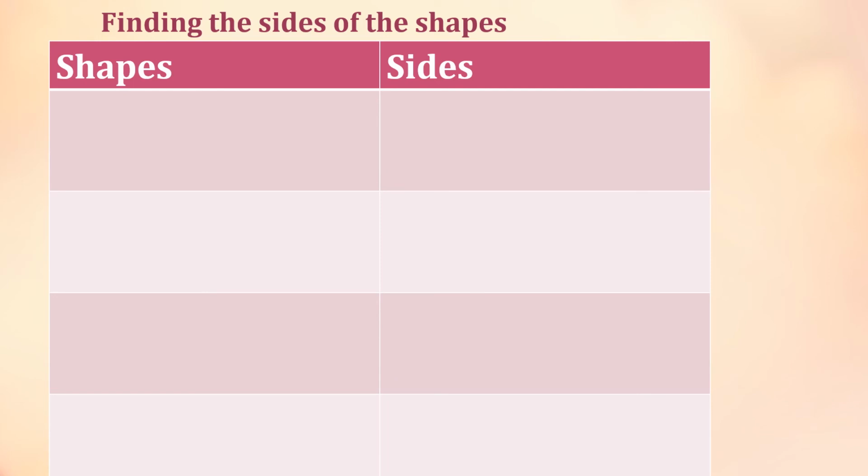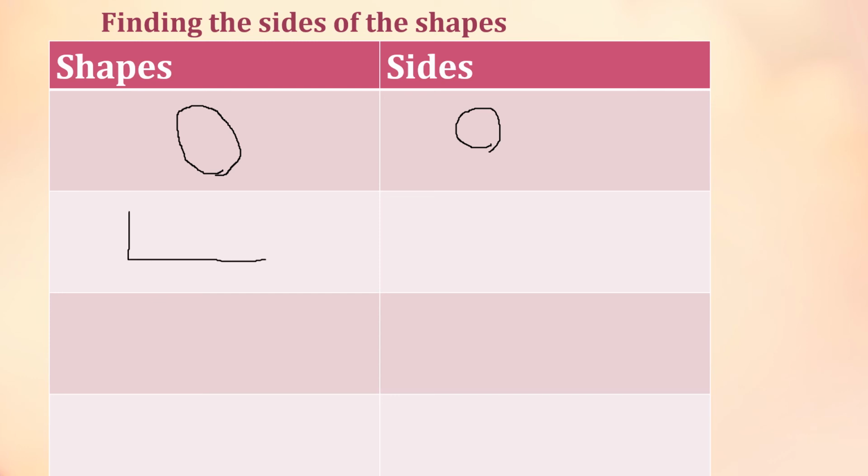So let's find the sides of the shapes. Let's start with this one. Can you guess what shape I am drawing? Yes, you're right. It is a circle. So let's see how many sides it has. Well, for a circle, we know that it's just round and round. And we know it doesn't have any straight sides. So that will mean that it has 0 sides. Let's go to the next shape.